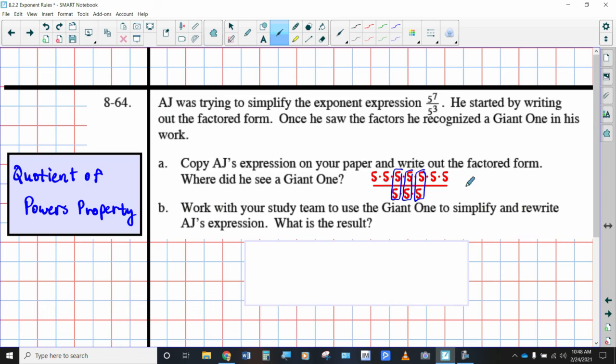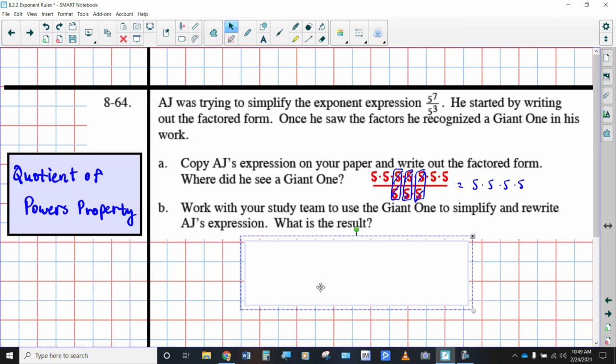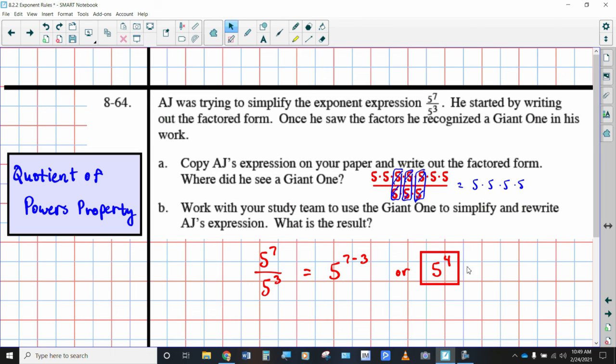So in essence, this becomes 5 times 5 times 5 times 5 times your giant one times your giant one times your giant one. And we all know whenever you multiply something times 1, it doesn't change its value. So we're not going to worry about that. We're just going to leave it as 5 times 5 times 5 times 5 because these guys essentially cancel each other out, leaving you with what's in the numerator. And how would you write that expression in simplest form? Well, you would write it as 5 to the 4th.